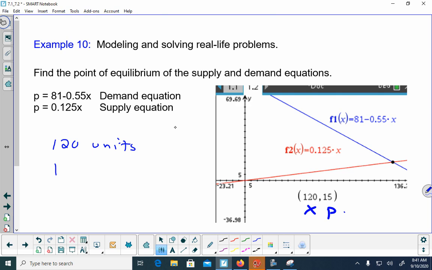And the price will be $15 is the price. And that's what's called the equilibrium point. That's the place where the two graphs intersect. That's where your supply and demand meet each other.